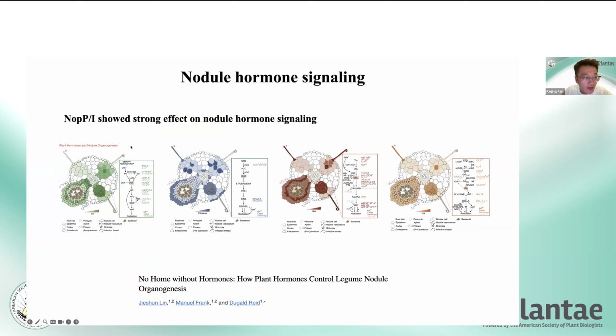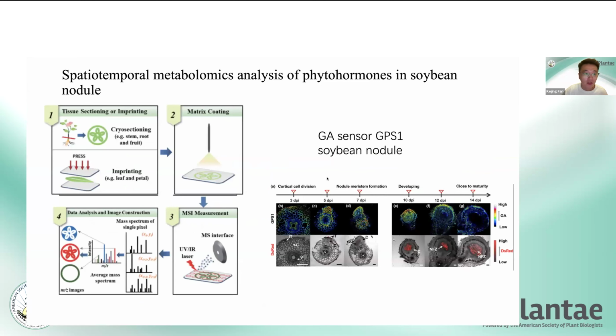As we found before, the NOP and NOP-I show strong effects on nodule hormone signaling, and plant hormones are the key regulators of nodule formation and nodule development, and show different distributions in the whole nodules. Just like this review showed, this data was drawn from previous studies and was not verified before. So we want to verify the hormone distribution in nodules.